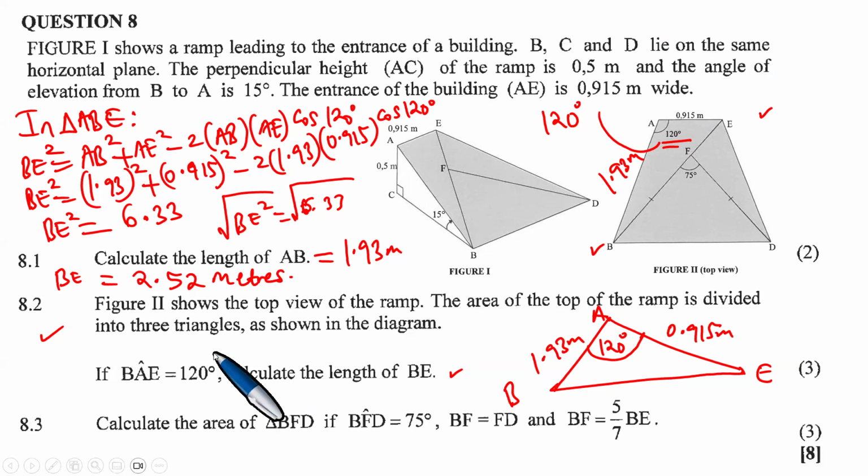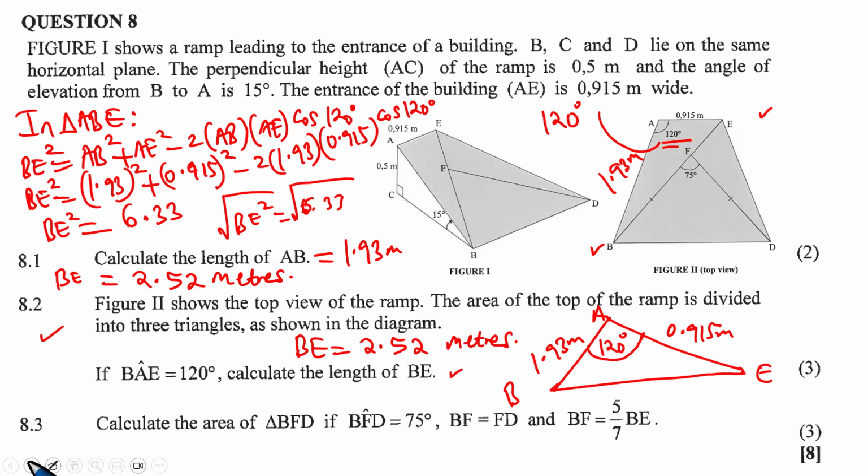So obviously in 8.2, we're supposed to find the length of BE, and the length of BE is 2.52 meters. Any questions so far here? You have a question? No, sir. Okay, good. All right, good.